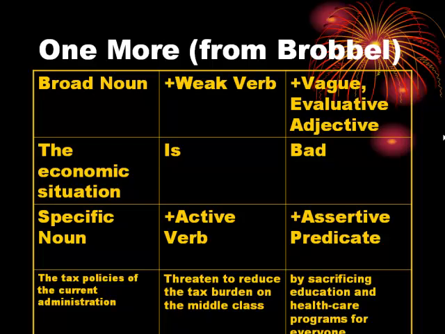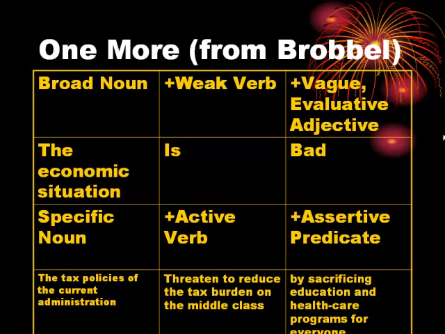You work on being more specific: the tax policies of the current administration. Then work on an active verb: threaten to reduce the tax burden on the middle class. And an assertive predicate: by sacrificing education and healthcare programs for everyone. Of course, you could go the other way on the political spectrum, but that's not what's at stake here. It's about making things more specific and more active.